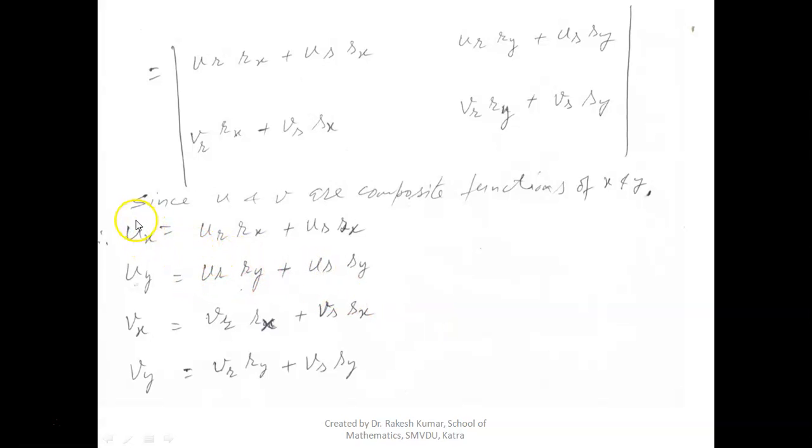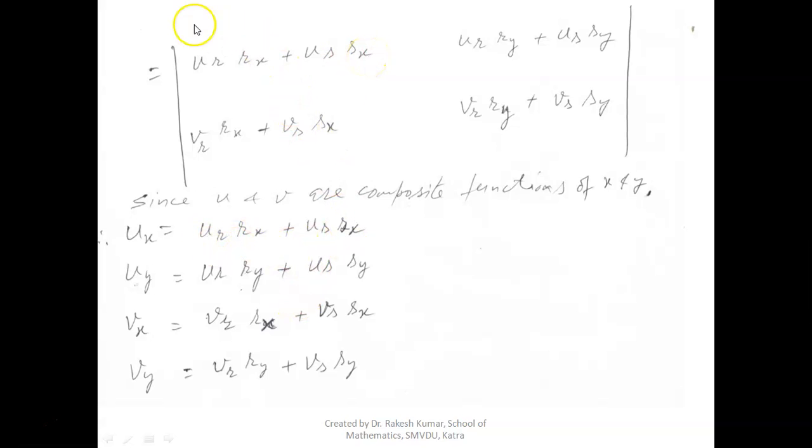What does this mean? I am explaining the one. Del x of u is equal to del r of u into del x of r plus del s of u into del x of s. So similarly all others. So we can see these elements are somewhere here, ur rx plus us sx.